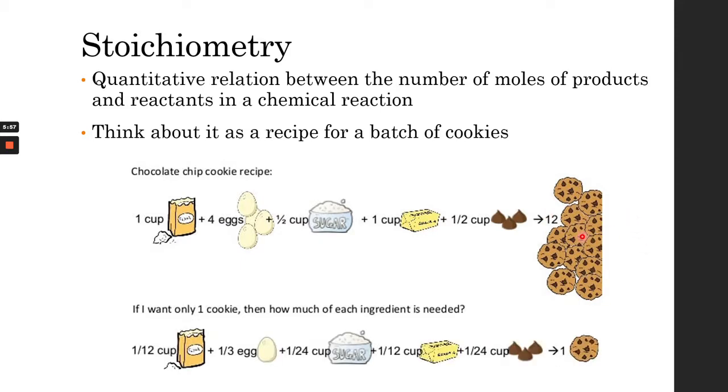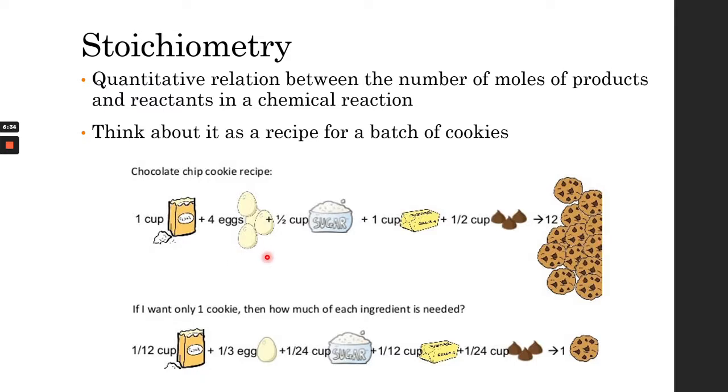The answer would simply be we have to divide all of these by 12. So 1 over 12 cup of flour plus 4 over 12, which is 1/3 of an egg. Half a cup divided by 12 is basically 1 over 24 cups of sugar. 1 over 12 cups of butter, and again 1 over 24 cups of chocolate chip will react together to only make one cookie. So you basically divide all of them by 12.